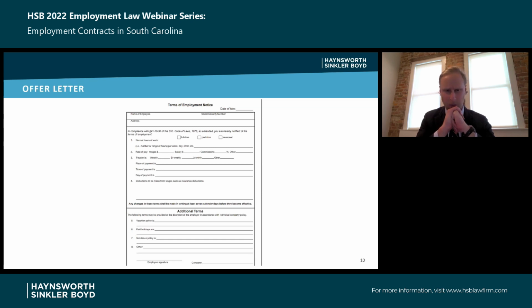And so we can just kind of go through this. It's got full-time, part-time, number or range of hours per week, if it's supposed to be 9 to 5 or whatever. The person's wages, salary, commission, when payday is, where the place of payment, time of payment is, and deductions that are going to be made from your pay, including insurance deductions. So that top part of the form is what's mandatory under South Carolina law.